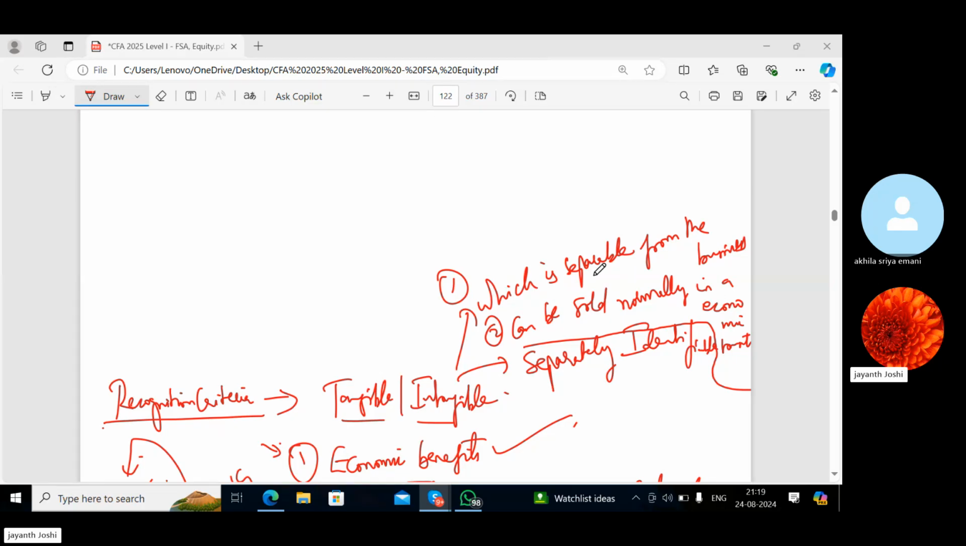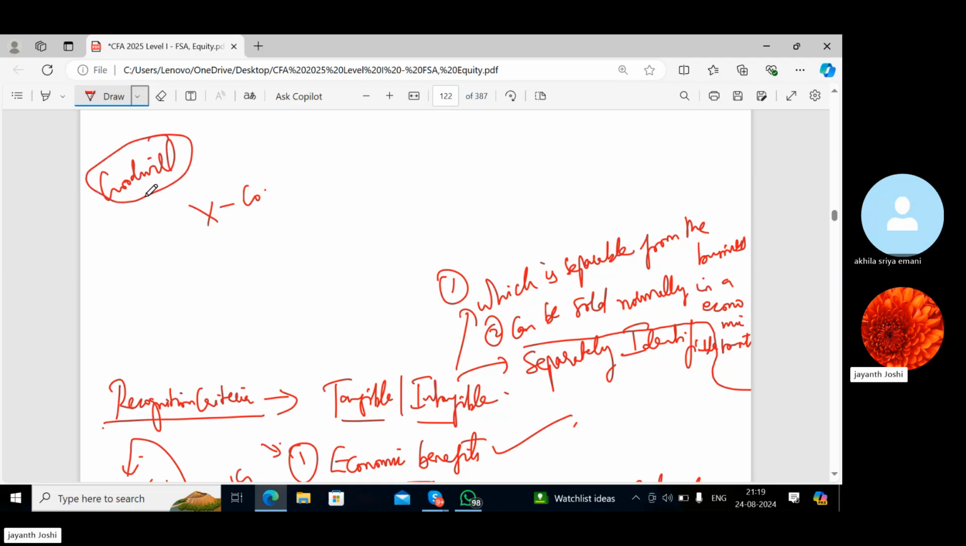So the point here is separately identifiable, is what I will be explaining to you. Something which can be separated from the business and can be sold in the market, in an economic transaction. What is meant by this? Let's say there is X company. X company may have so many intangible assets, but there are some intangible assets like goodwill.